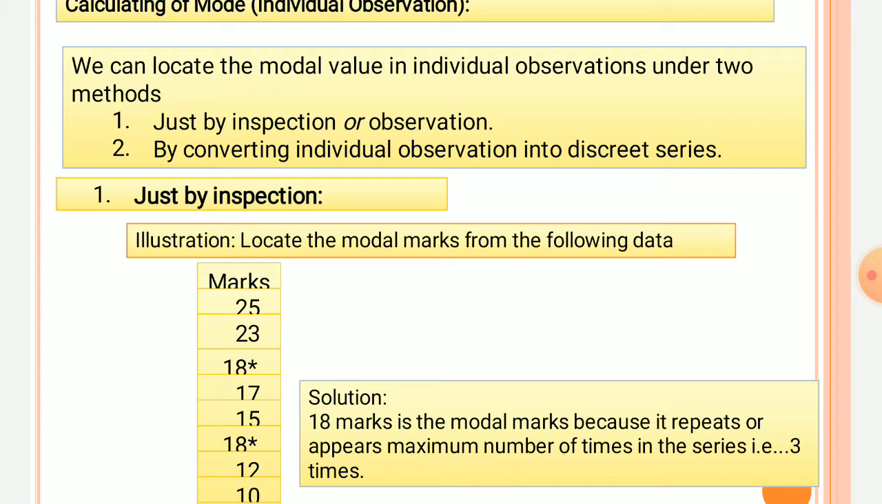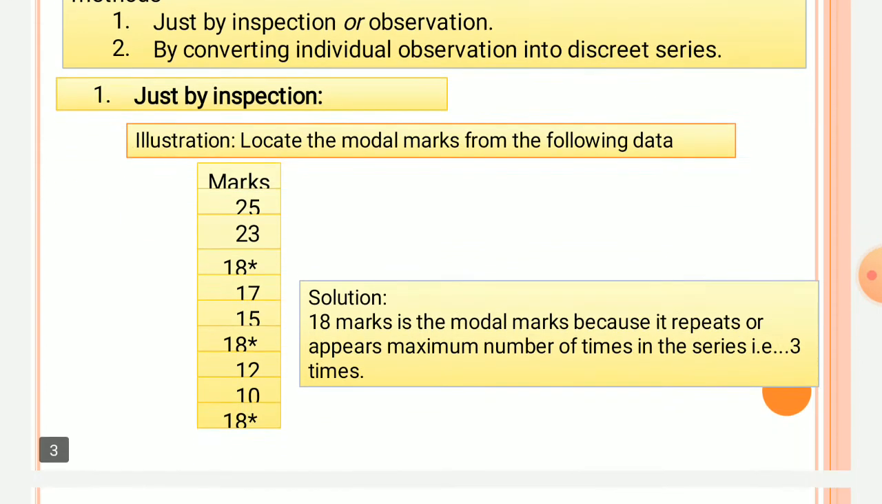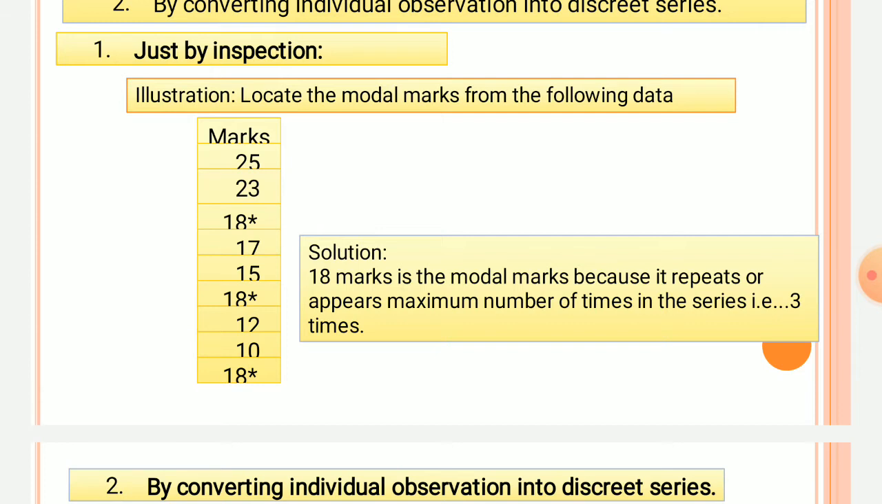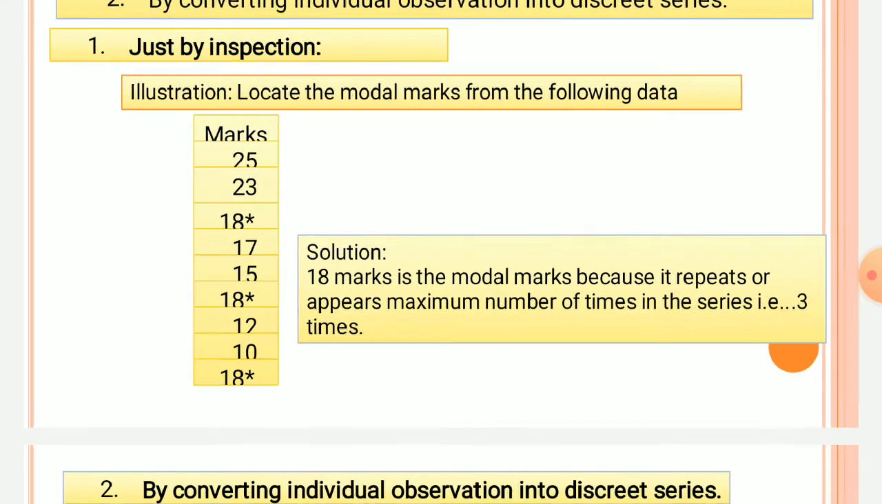When finding the modal value by inspection, first the data have to be arranged in the form of an array, so that the value which has the highest frequency can be known. For example, locating the modal marks from this data. The marks are 25, 23, 18, 17, 15, 18, 12, 10, 18. This is the data which has been given. The data has to be arranged in the form of an array, or we can also locate the modal value just by an inspection.